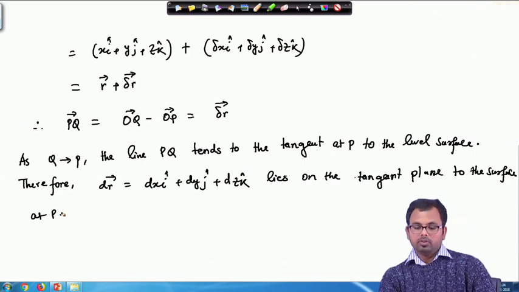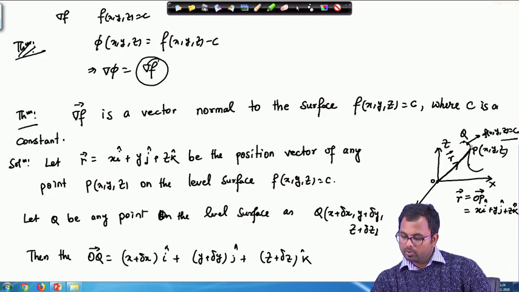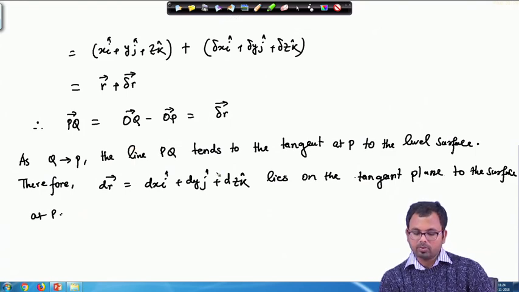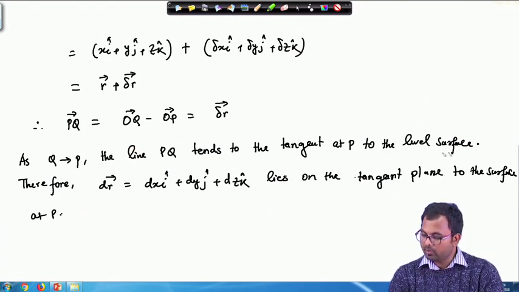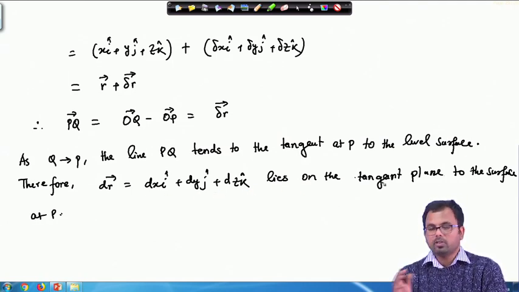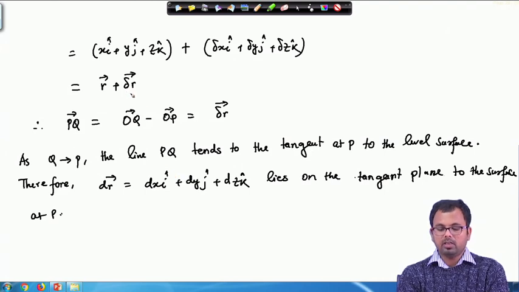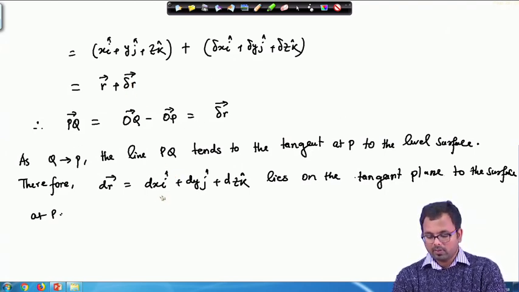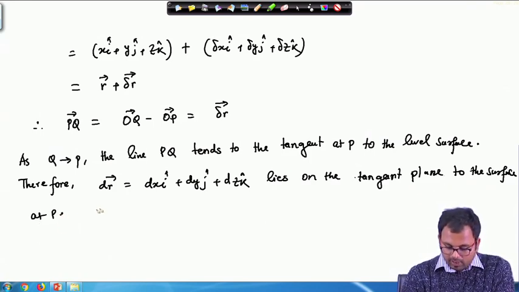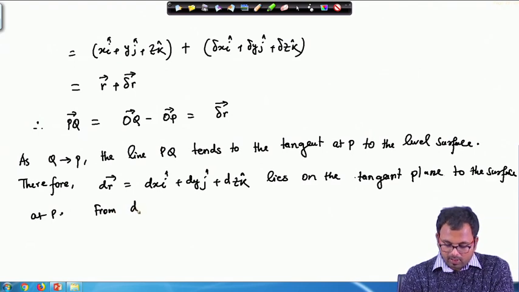So, if we make Q go to P, then the line PQ will be a tangent to this level surface at the point P. So, as Q goes to P, the line PQ tends to the tangent at the point P to the level surface, and therefore this dr equals dx i plus dy j plus dz k lies on the tangent plane. When Q goes to P, this delta r will tend to dr and this delta x will tend to dx, and so on, and that will lie on the tangent plane to the surface at the point P.